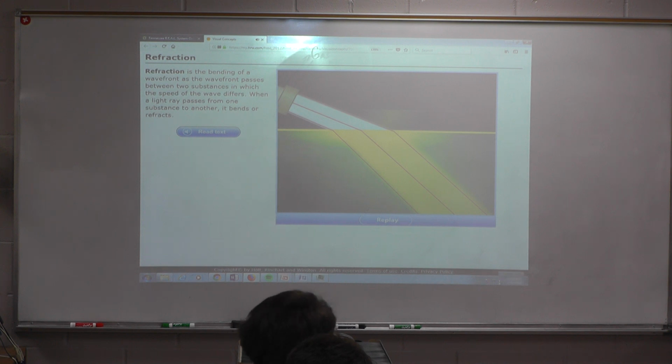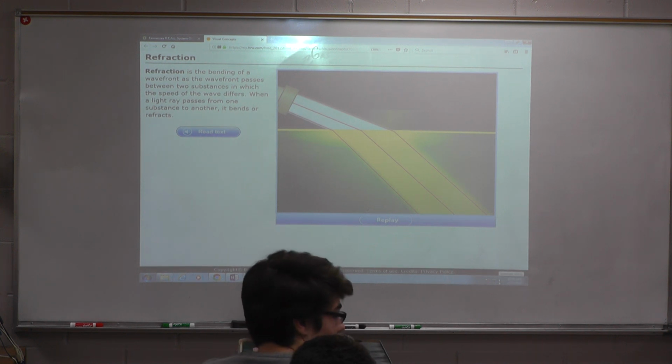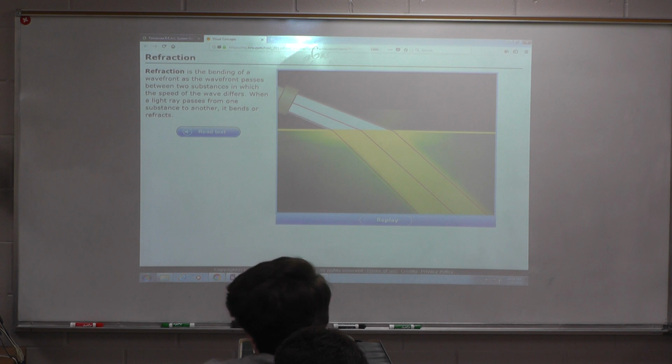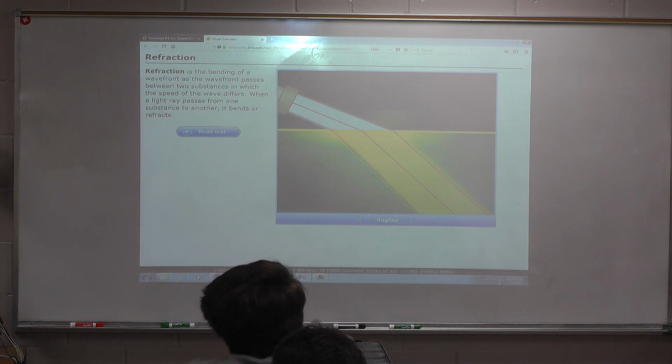Okay, so when we talk about bending of light, guys, we're just talking about bending as it's going from one medium to another. It doesn't continue to bend while it's going through that medium. Does that make sense? Unless it's just constantly changing medium.